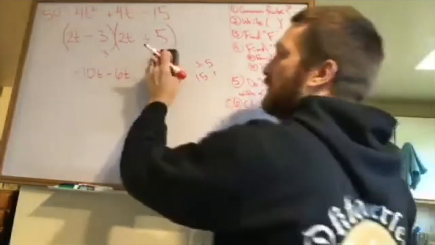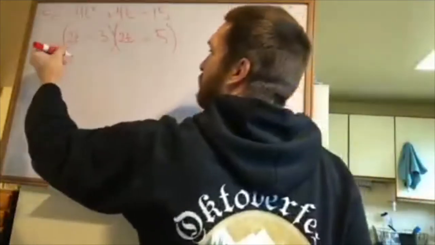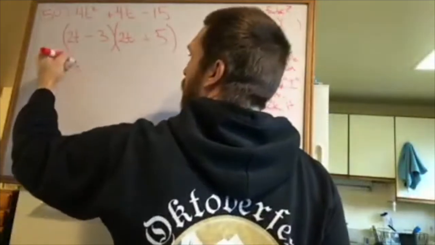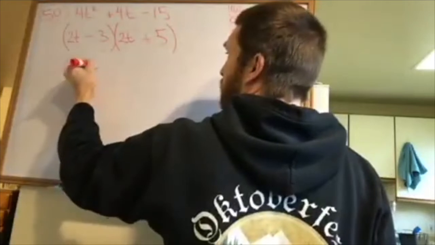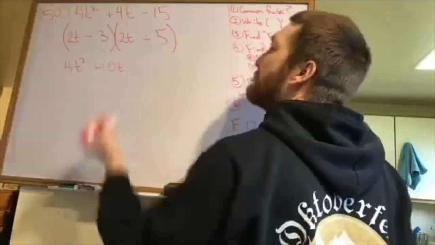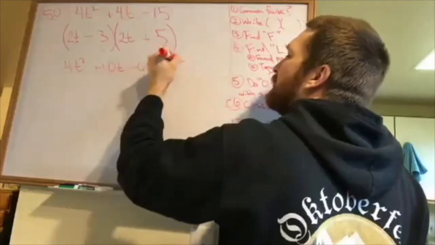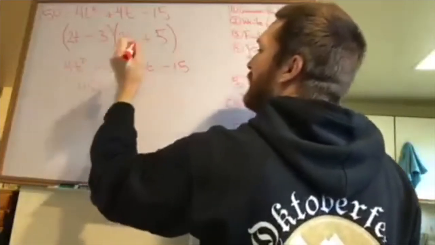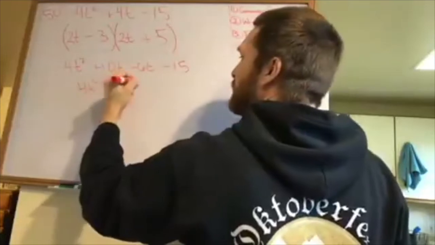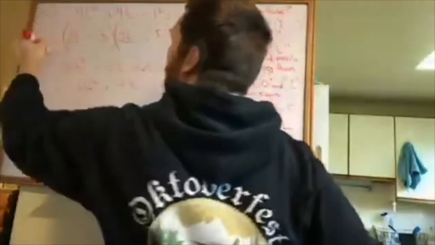So finally, we're just going to go through and check it. So first gives me what? 4t squared. Good. Outer gives me? 10t. Inner gives me? -6t. And last gives me? -15. So let's see, 4t squared, 10 minus 6 is plus 4t, minus 15 is what we started with. Check. We have factored this guy.